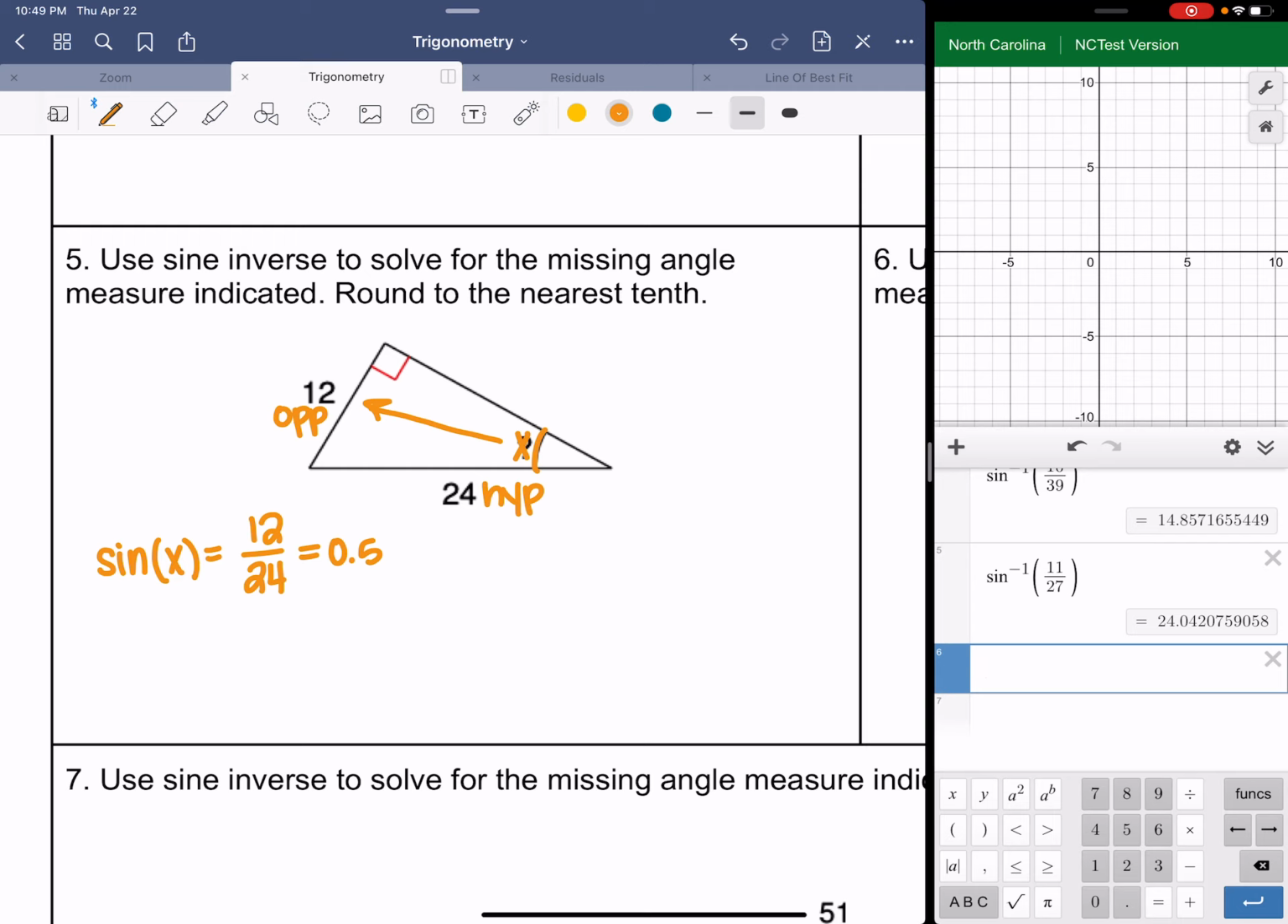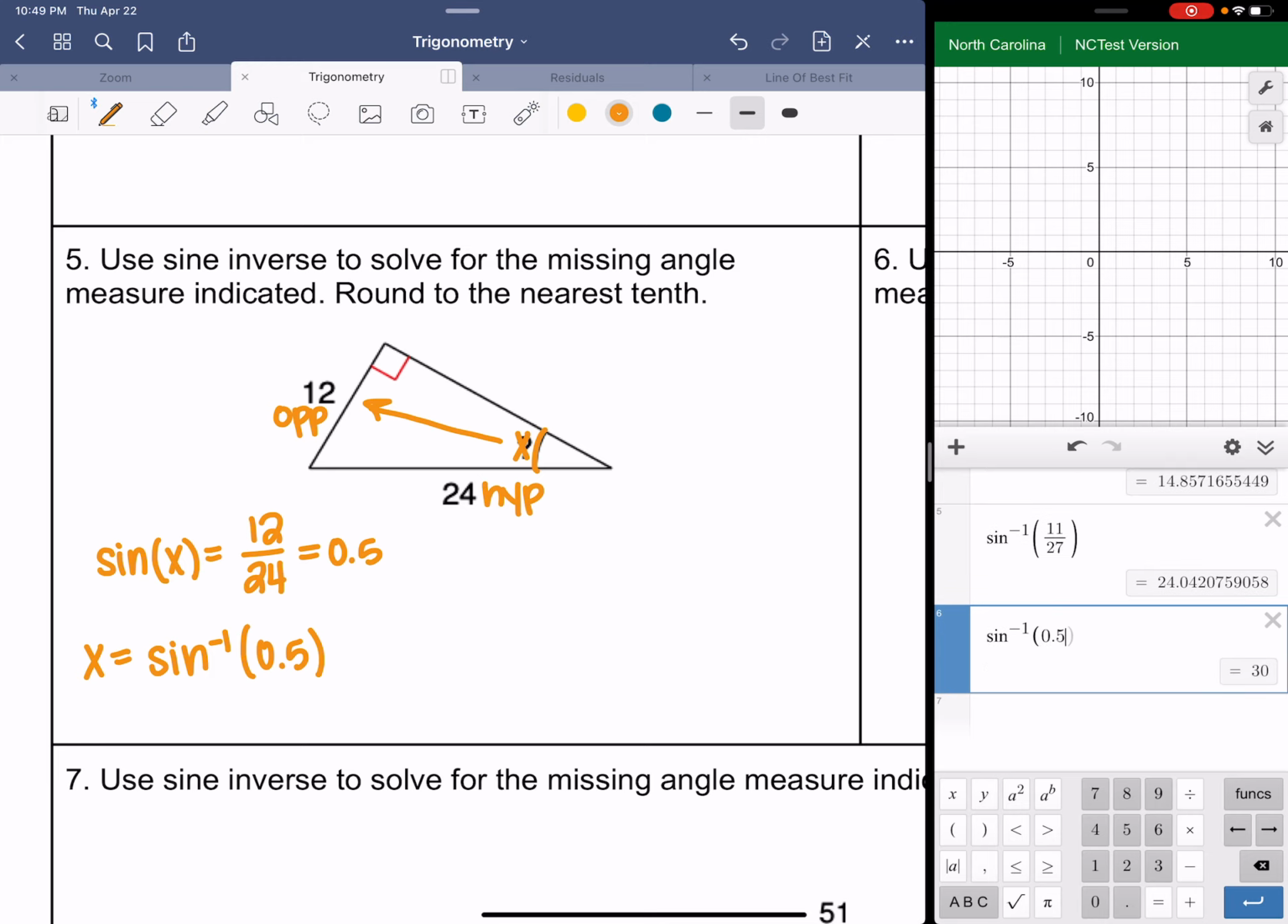So you can simplify your fraction or find the decimal value and then do your sine inverse of that decimal number, but it's a little more accurate to use the actual fraction. So that's up to you. But in this case, since the fraction is exactly 0.5, we can do x equals sine inverse of 0.5. Function sine inverse of 0.5, because 0.5 is the same thing as 12 over 24. So that gave me 30 degrees. Exactly. So there's nothing to round here. I'll just put 30.0 if we're rounding to the nearest tenth.